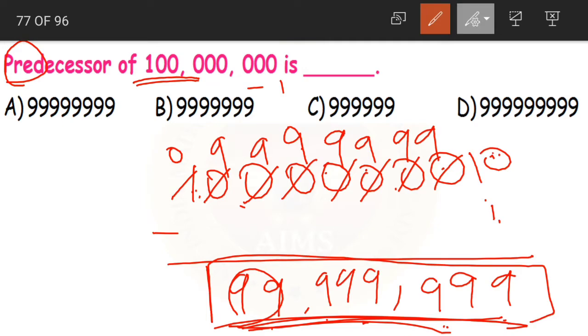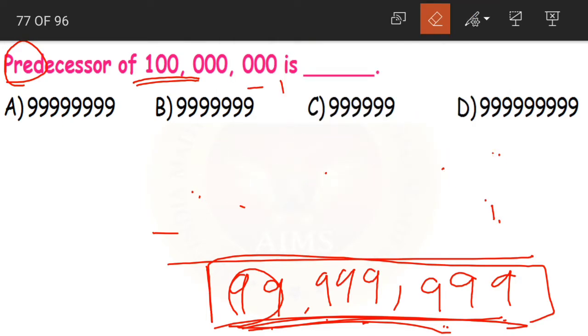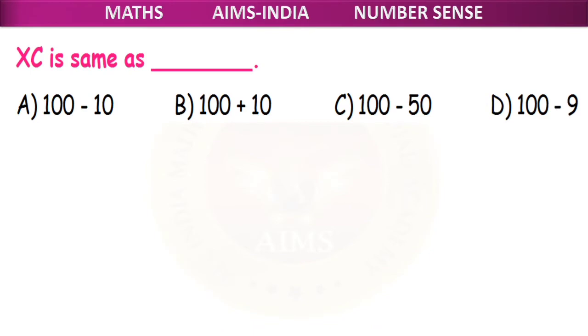Now let us look at the options. Which is the correct one? Coming to option A, how many 9s do we have here? 1, 2, 3, 4, 5, 6, 7, 8. Yes, we are having exactly 8 9s. That is the predecessor. So option A becomes our correct answer.